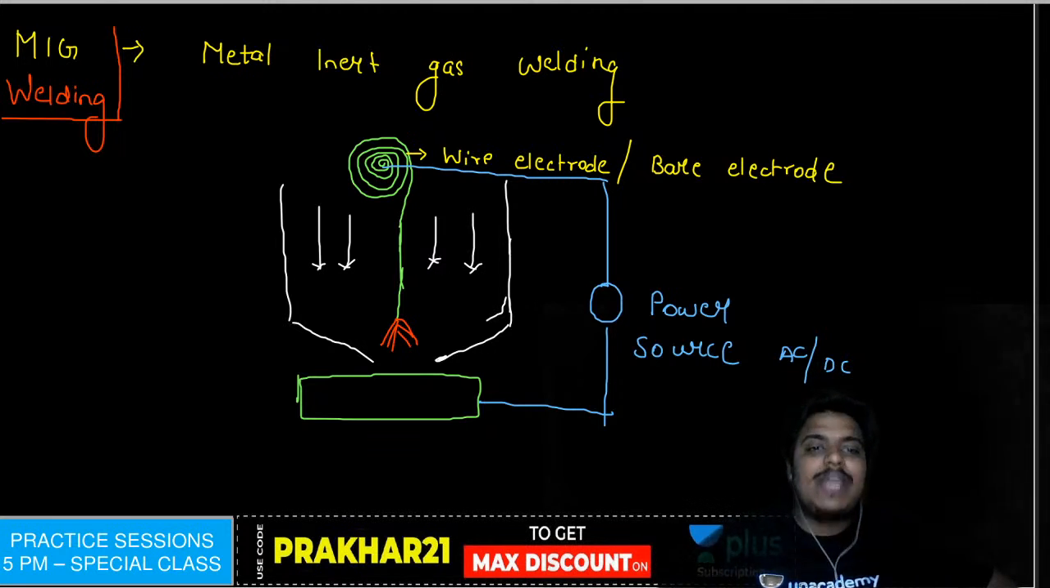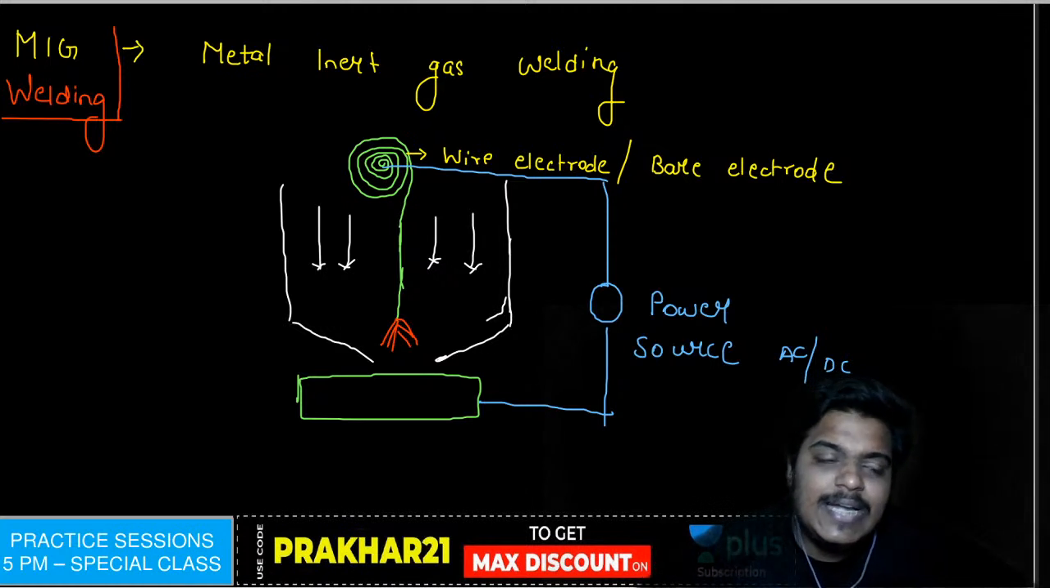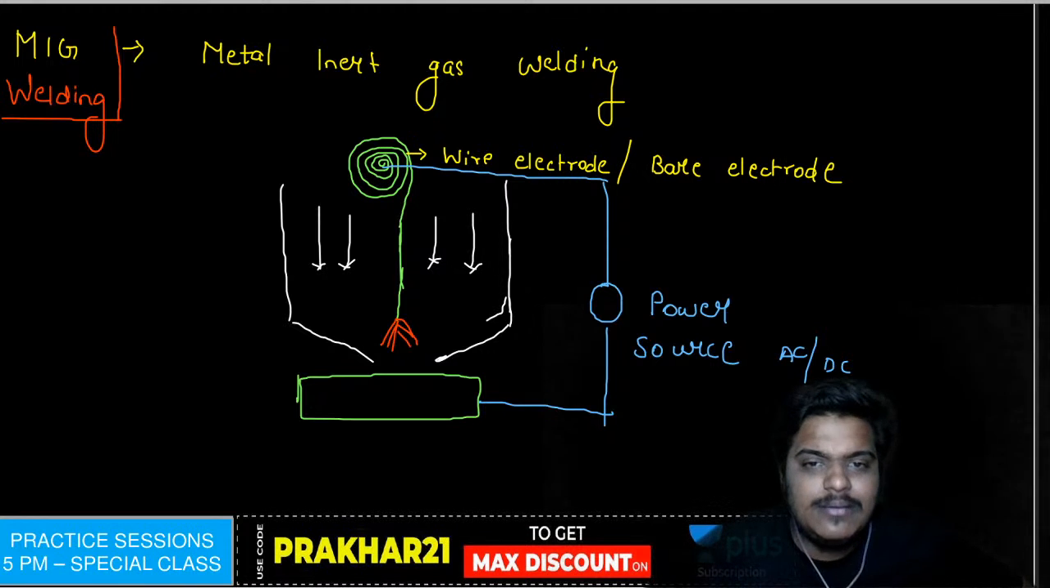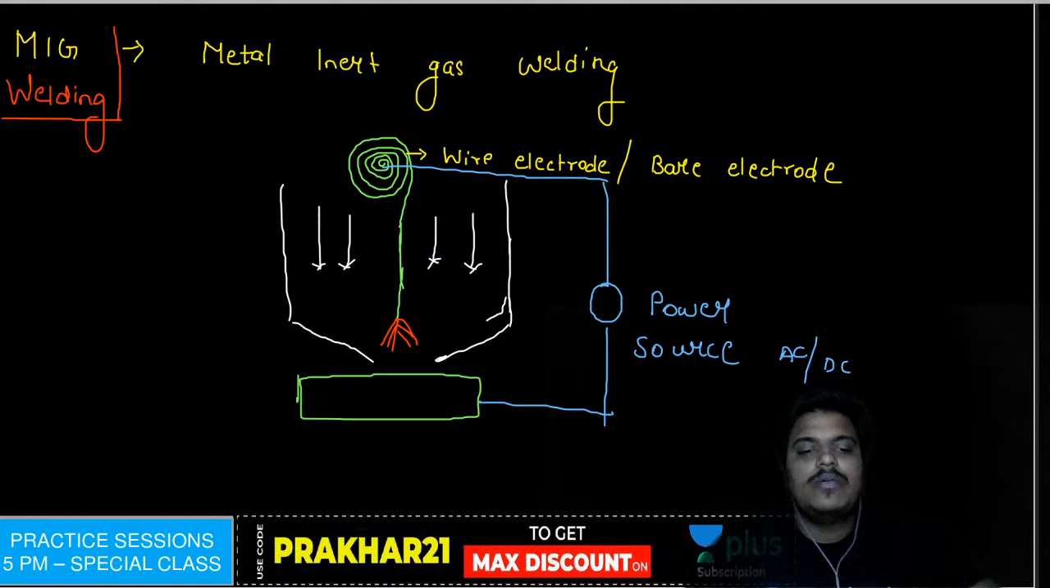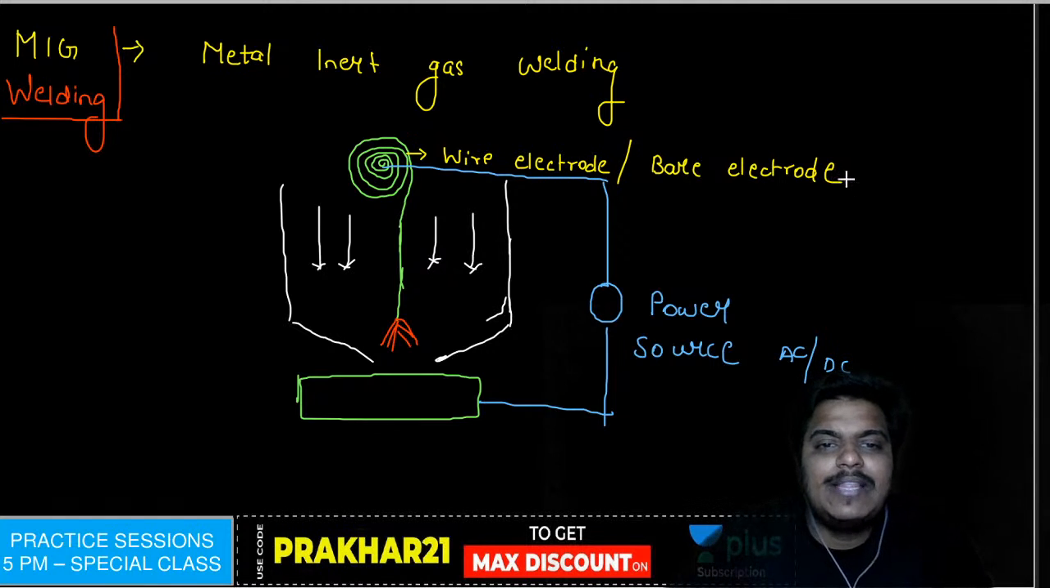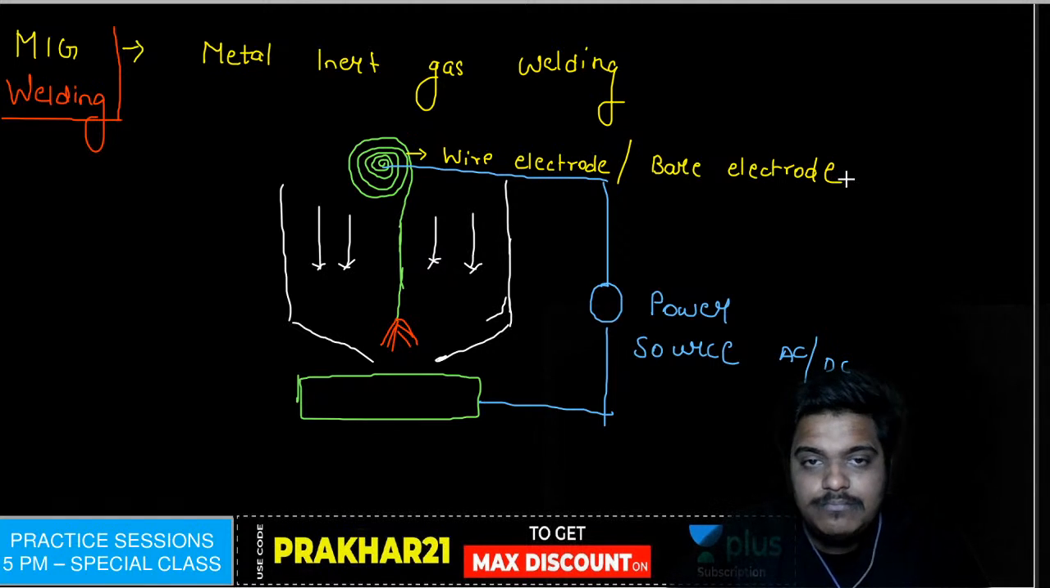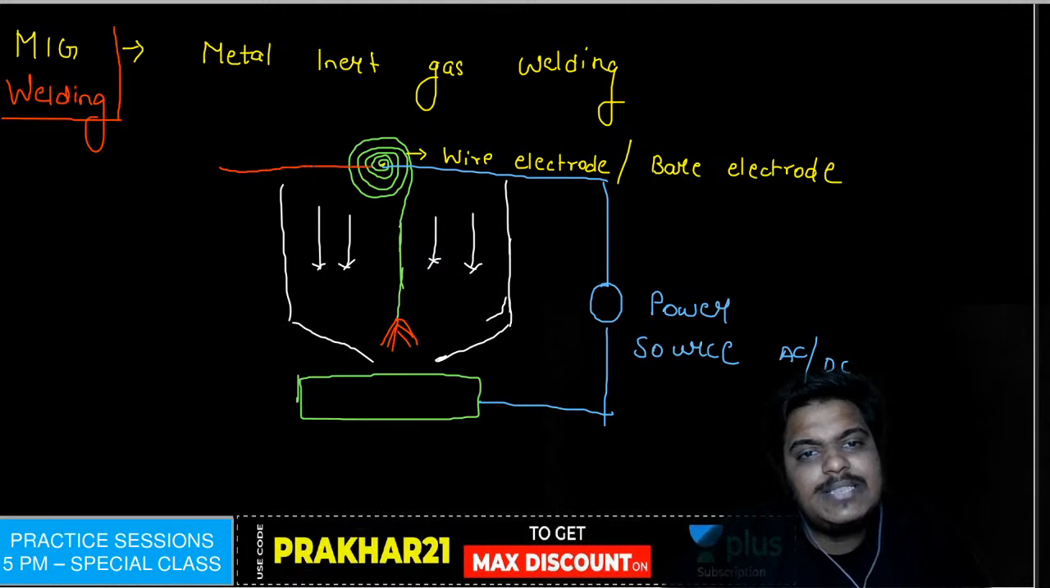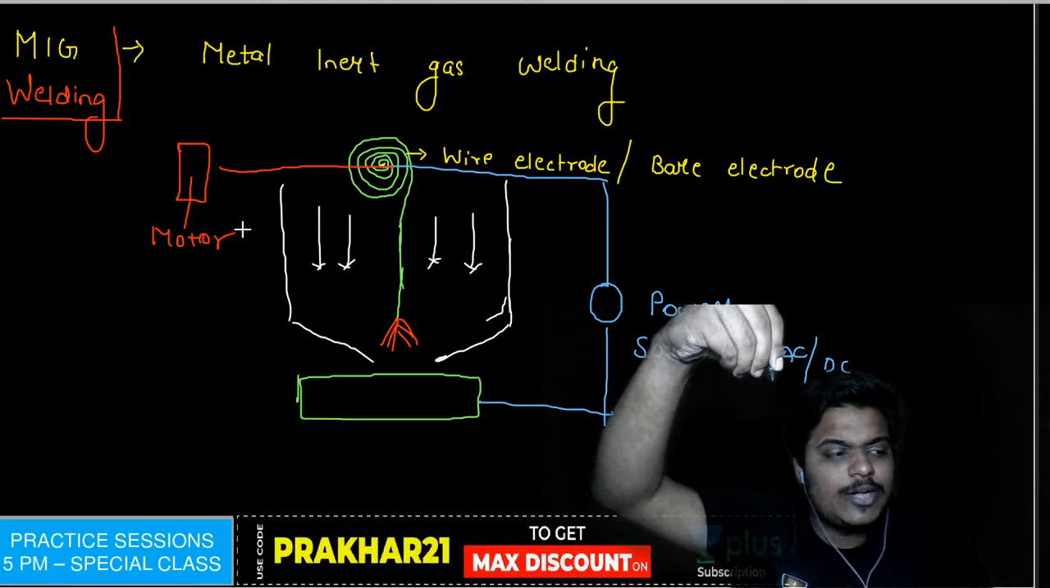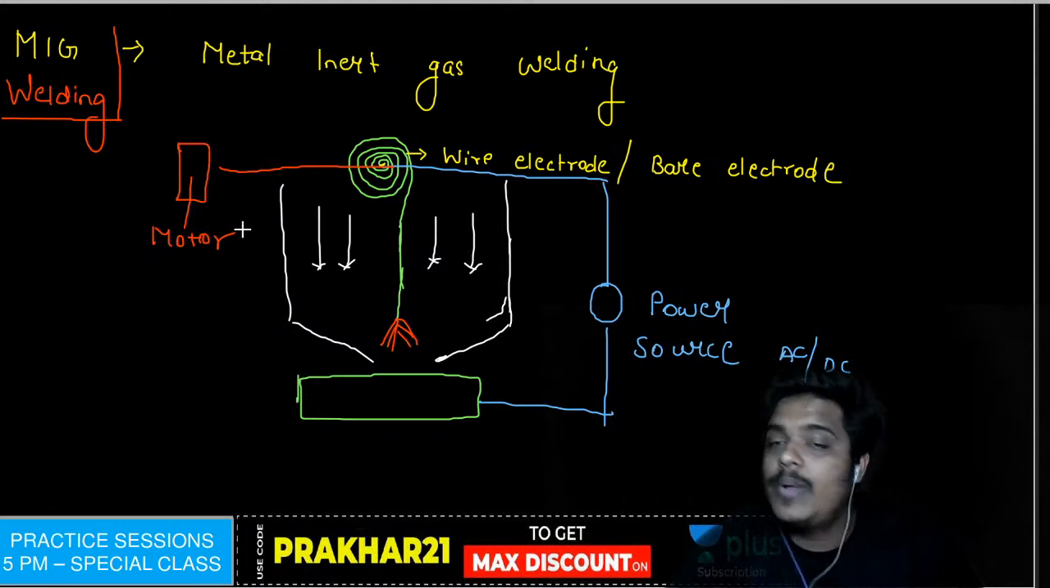You should know that in MIG welding process, the electrode is in the form of a wire, which is continuously supplied in the welding area with the help of a motor. It will go down because the electrode is getting consumed. Chalo.